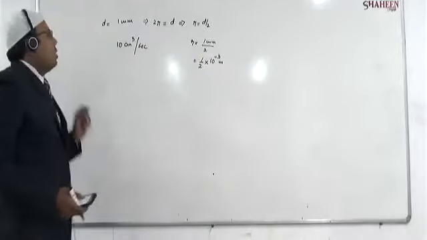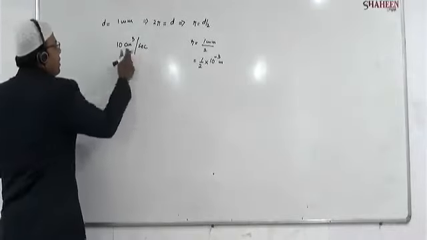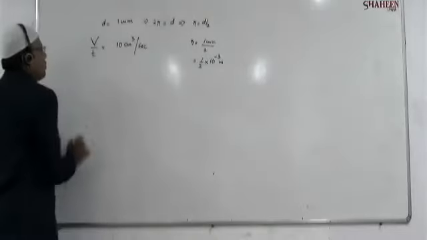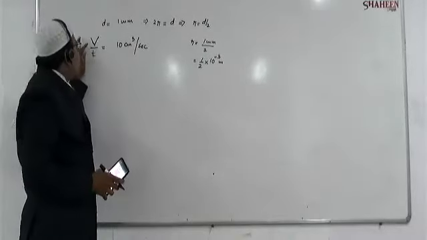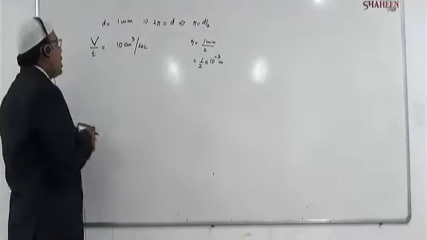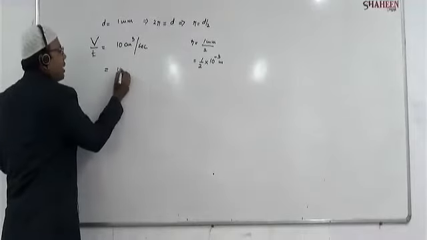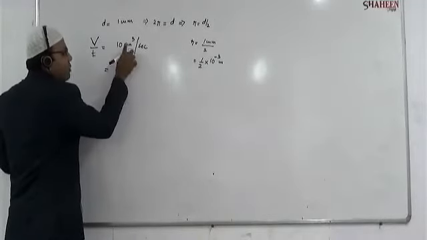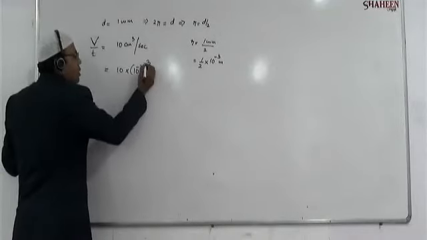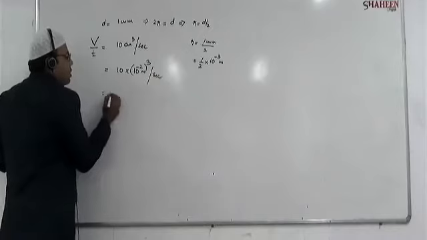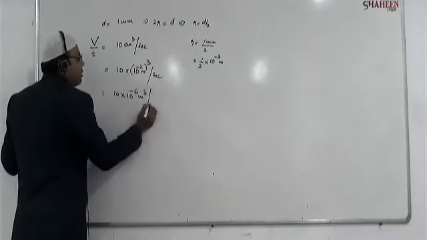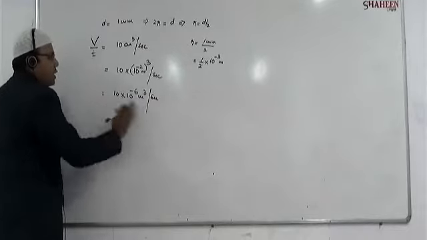Now, this is the volume rate flow, given as V by t. I take capital V because it is cubic centimeter, that means it is volume only. So here we take 10 centimeter cube, and we have to convert in terms of meter. So 10 into 10 power of minus 2 meter whole cube per second, so this is 10 into 10 power of minus 6 cubic meter per second. So we have converted in SI system.